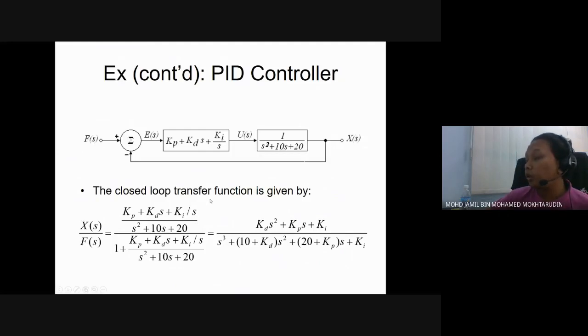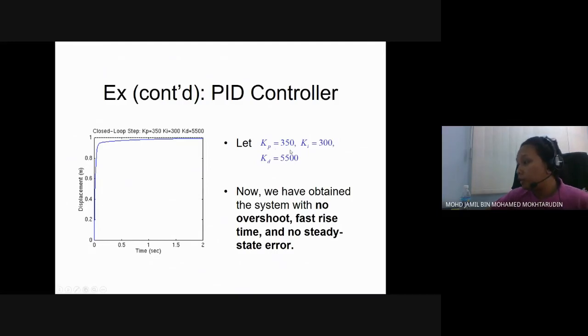So now we include all three components of the PID controller, Kp, Kd, and Ki. And we give some values, and we can see that there is no overshoot here, and the rise time is faster compared to if you use PD and PI controllers only. And the steady state error is very small, maybe less than 5%. Meaning that the steady state has reached closer to 1.0.